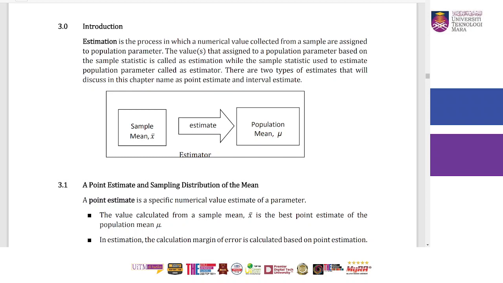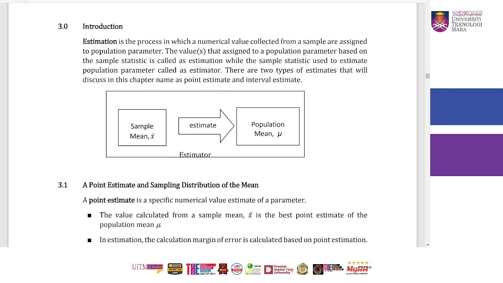Sebagai contoh, last time in descriptive analysis, we looked into the calculation of the sample mean. Okay, kita ada mean sample X bar. So X bar ni adalah satu estimation. Satu estimate, bukan estimation. So, the process of getting the X bar is called estimation. And the value that we obtain, nilai yang kita perolehi itu adalah dia punya estimate.